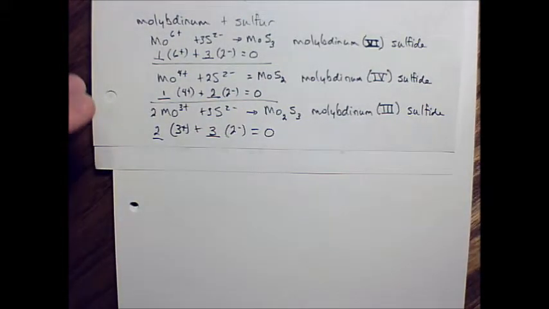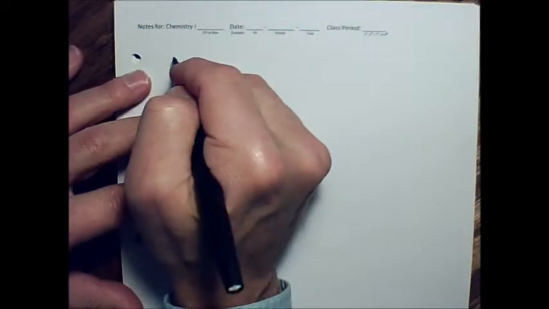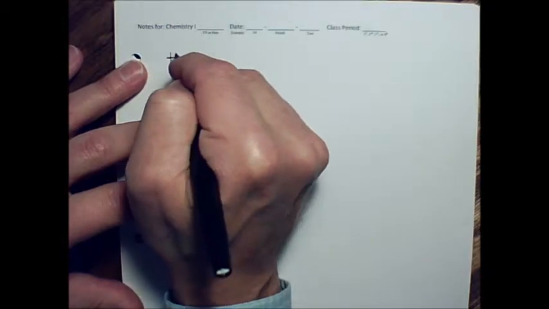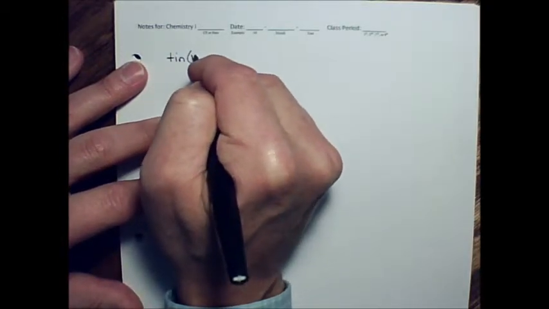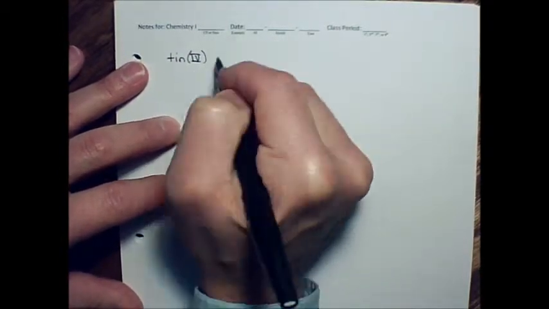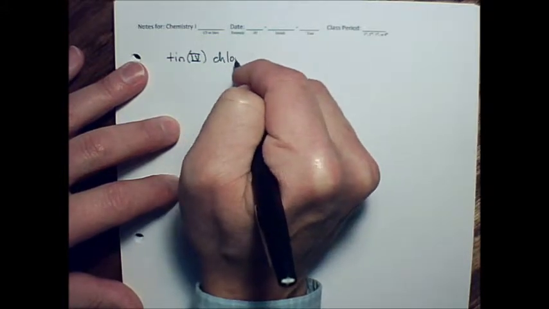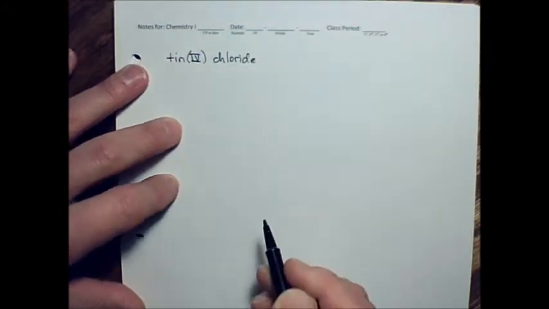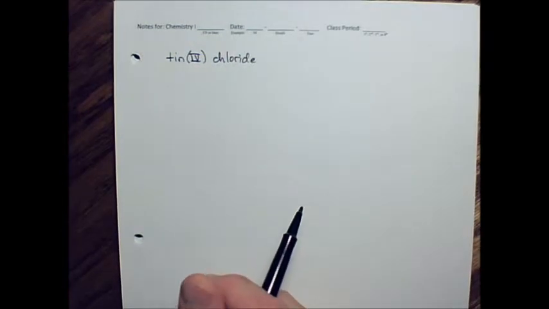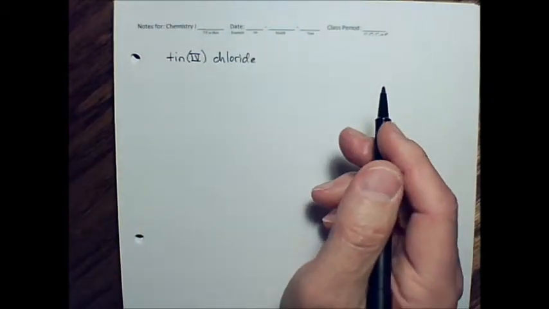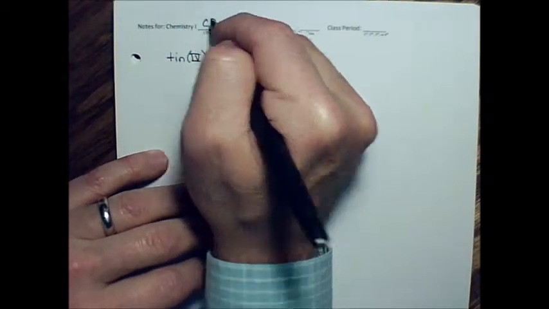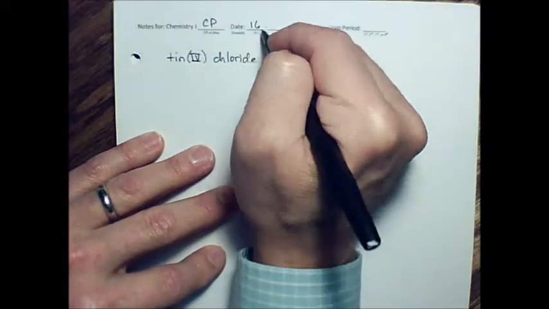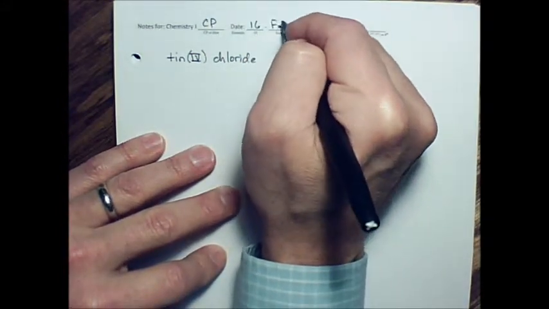Okay, good. All right, let's do one where I give you the name and we write the formula. So let's say we have tin(IV) chloride. Anybody ever heard of tin(IV) before? What does that mean?